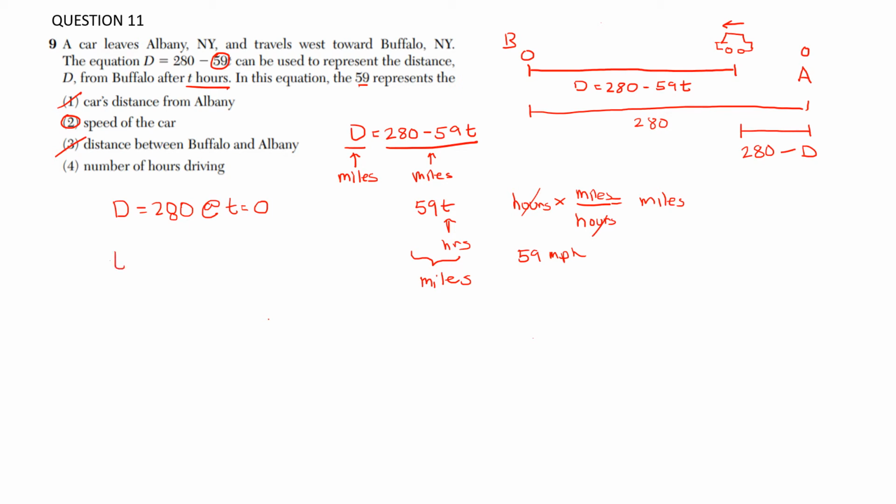So it's the time at which the distance equals 0, which is definitely not 59. That's 0 equals 280 minus 59t. Negative 280 equals negative 59t. And by dividing by 59 on both sides, we're sure that this isn't 59. Therefore, it's not the number of hours of driving as well, which leaves us with the speed of the car.